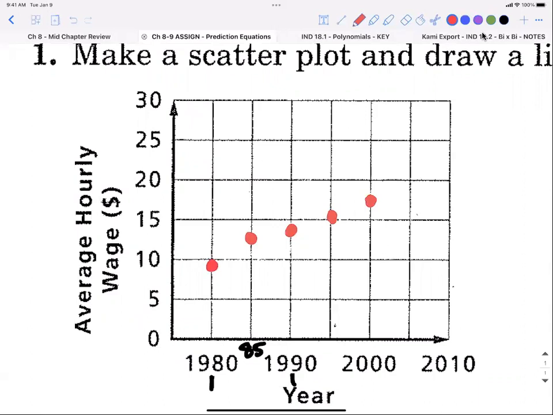And then last, I've got 2005, which is halfway between 2000 and 2010. And I'm going to go up to 19.46, which is just shy of 20. And I'm going to put a point there. All right. I have now plotted my data.